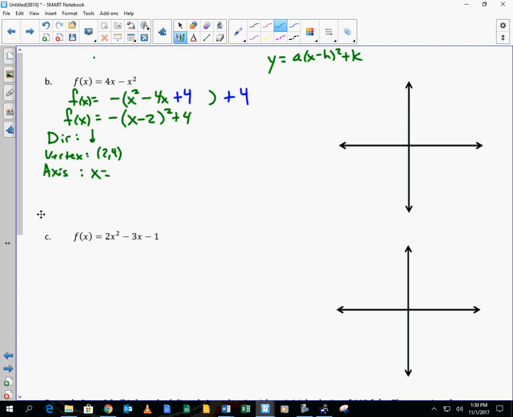X equals 2. The x value of the vertex. And remember, you may not simply just write 2. It's not a point. Okay? The y-intercept. 0. Make my graph.